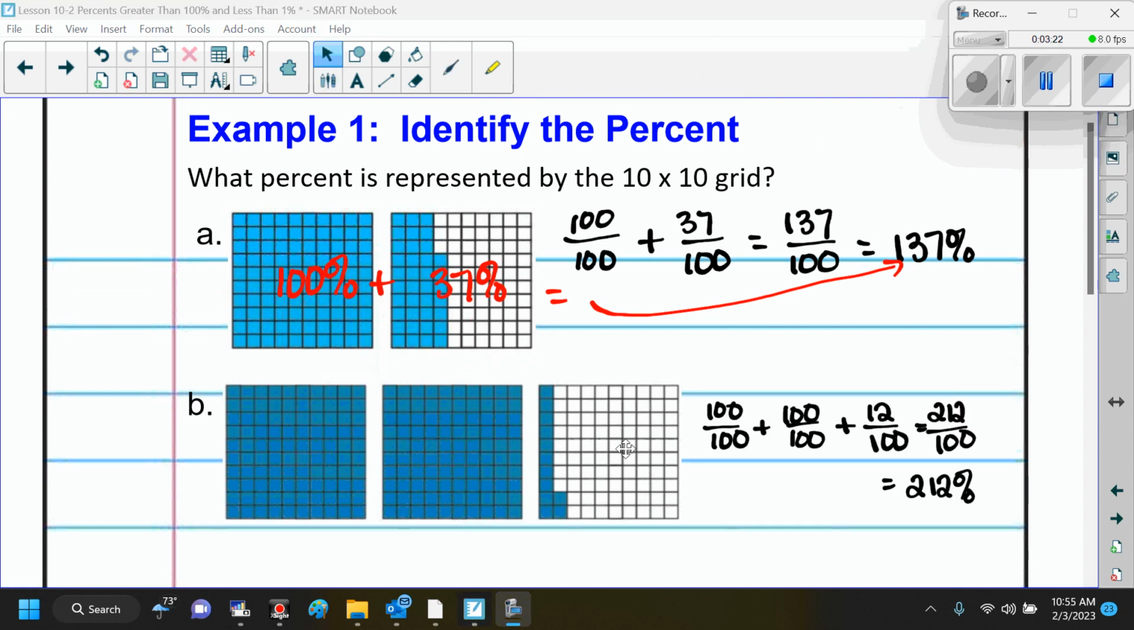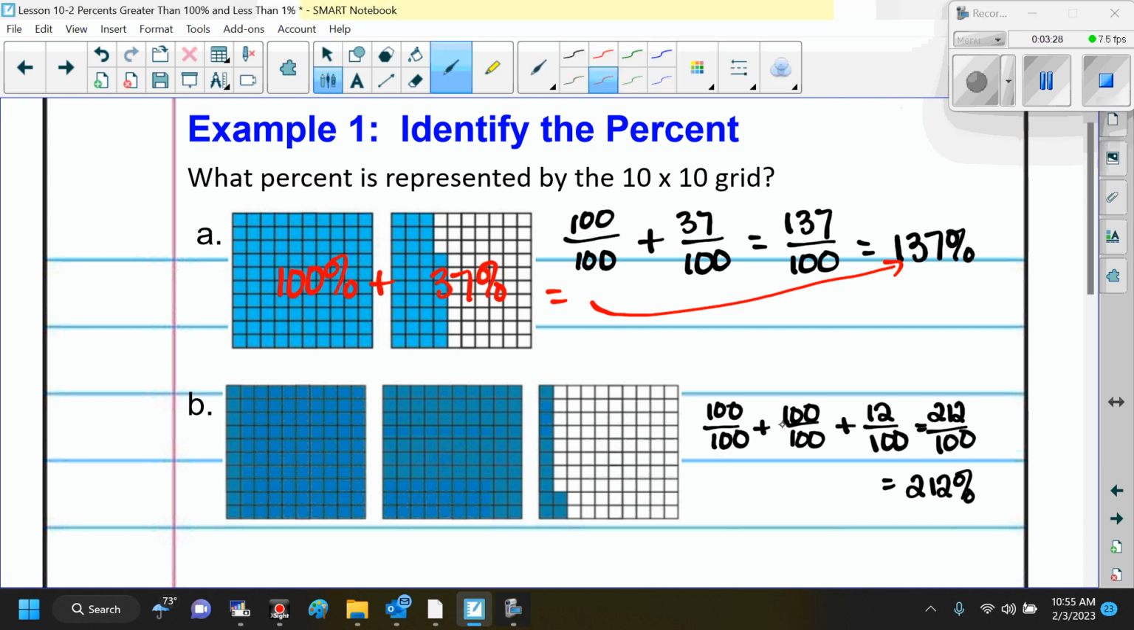All right, so for letter B, we got 212%. Because for the first one, we've got 100 per 100, that's 100%, right? Then we've got another 100% right here. And over here, we've got 12 out of 100, which is 12%. So when we add those together, we get 212%.